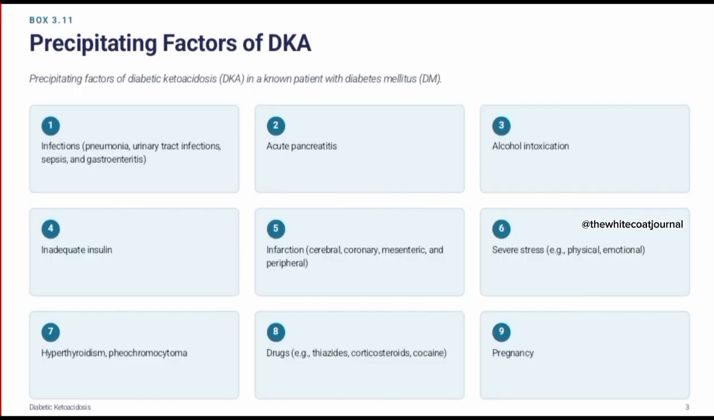So the common precipitating factors include infections, pneumonia, urinary tract infections, sepsis, gastroenteritis, inadequate or missed insulin, and acute pancreatitis, myocardial infarction or cerebral infarction, severe physical or emotional stress, pregnancy, hyperthyroidism, pheochromocytoma, drugs like corticosteroids and thiazides, alcohol or cocaine use. So the most important triggers to remember are infection and inadequate insulin therapy.